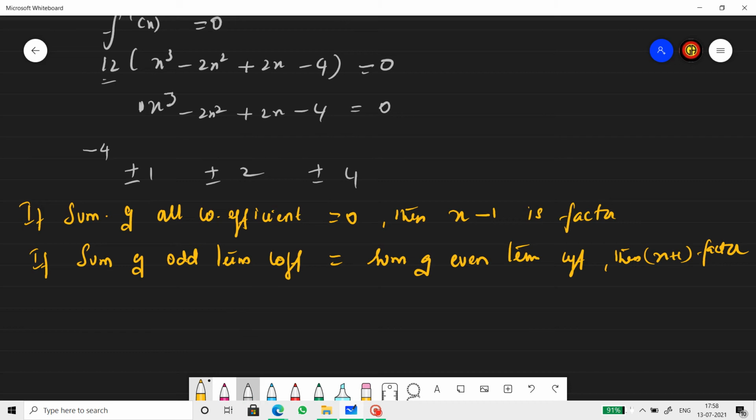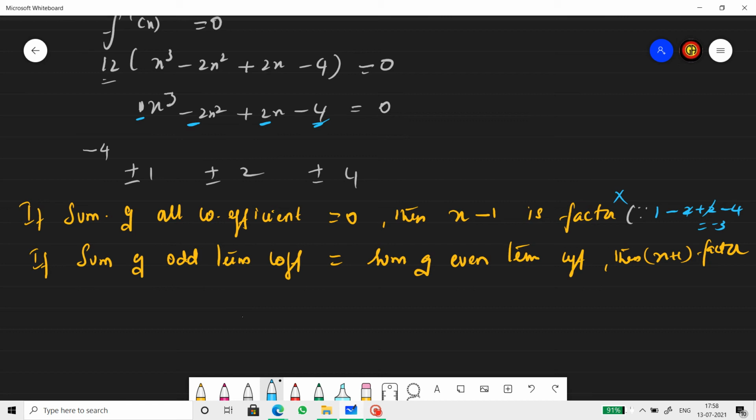Now, if I go for this, here I get 1, you can see the coefficients are 1, minus 2, plus 2 and minus 4. And 1, minus 2, plus 2, minus 4, well, that's minus 3. So it's not equal to 0, so this will not work.